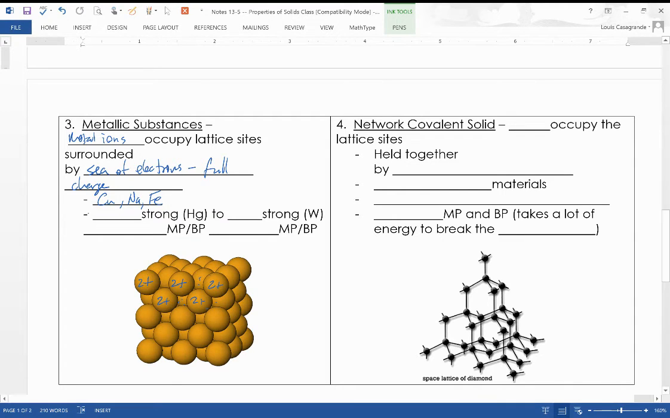These bonds are medium strong to very strong. So mercury is medium strong, and we know that because it's a liquid at room temperature. And tungsten, W, is very strong. It has one of the highest melting points of any material known. So metallic bonds have this wide range. I will never ask you to compare the melting points of metallic bonded crystals and ionic bonded solids because they overlap a lot. And because of that range, the boiling points go from medium to very high.